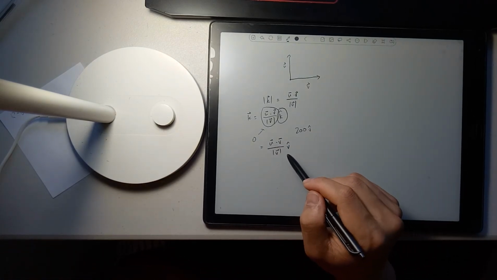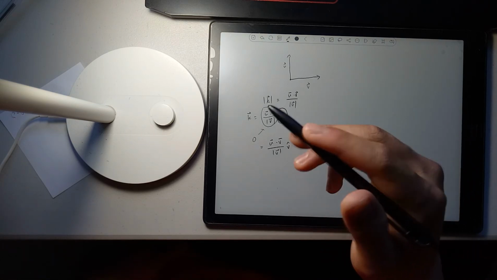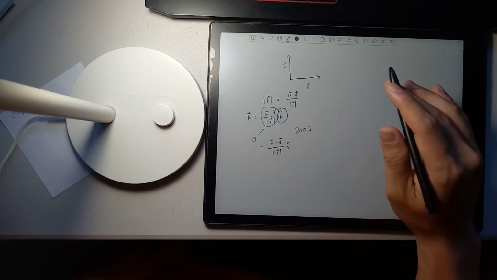So if I can also write this, then you see that the formula holds for all three cases: when theta is acute, when theta is obtuse, and when theta is equal to 90 degrees. So it holds for all cases.